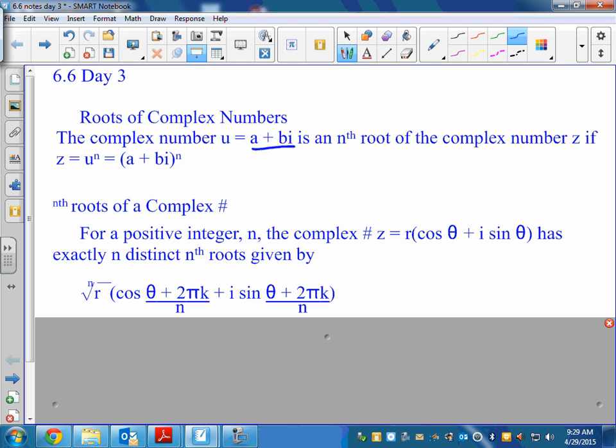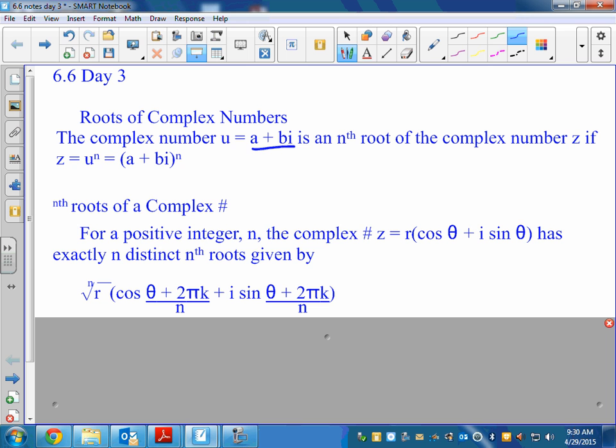Finding nth roots of a complex number. There's this kind of really ugly formula that says if you have a positive integer n and a complex number in trig form, such as this, it will have exactly n distinct nth roots that are given by this lovely formula.